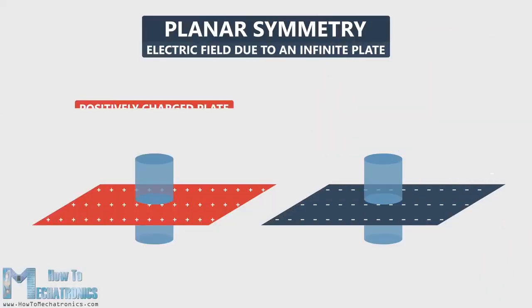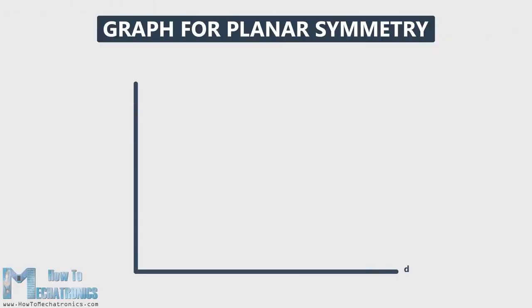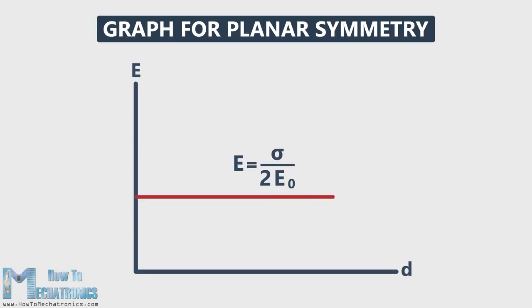If the plate is positively charged, the electric field would be pointing outward, and if it is negatively charged, the electric field will be pointing inwards. If we draw a graph with the distance d on the x-axis and the electric field on the y-axis, we can notice that the electric field has a constant value of σ over 2ε₀, and it doesn't depend on the distance from the plane.